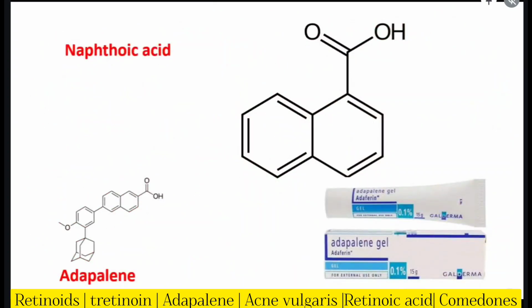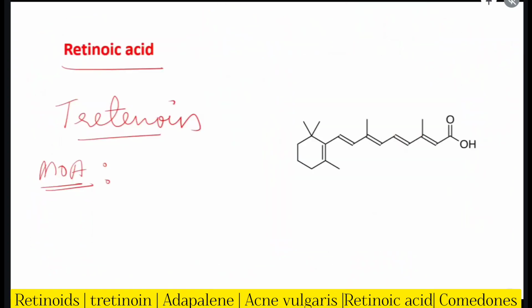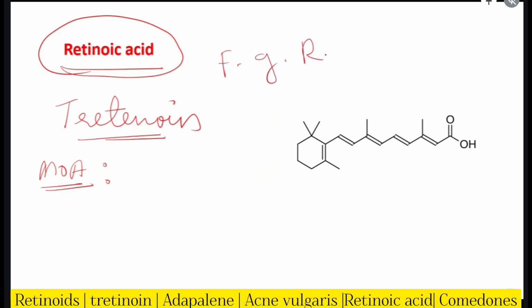So now let's discuss how retinoic acid, we'll come back to the retinoic acid. Retinoic acid is called Tretinoin. It is the first generation retinoic acid derivative, or first generation retinoid. This Tretinoin has many actions in the skin.